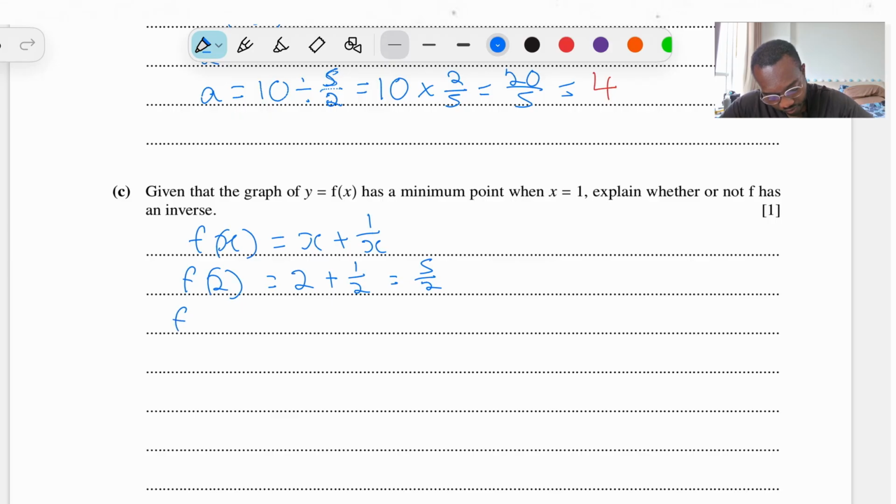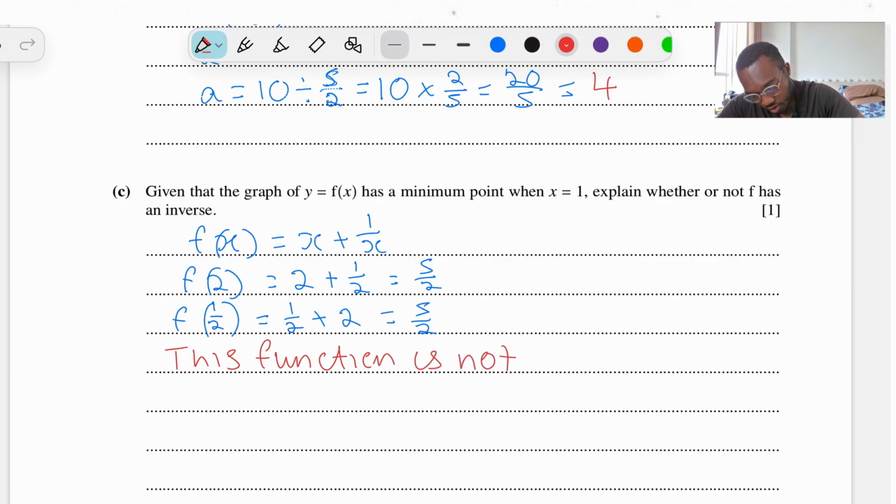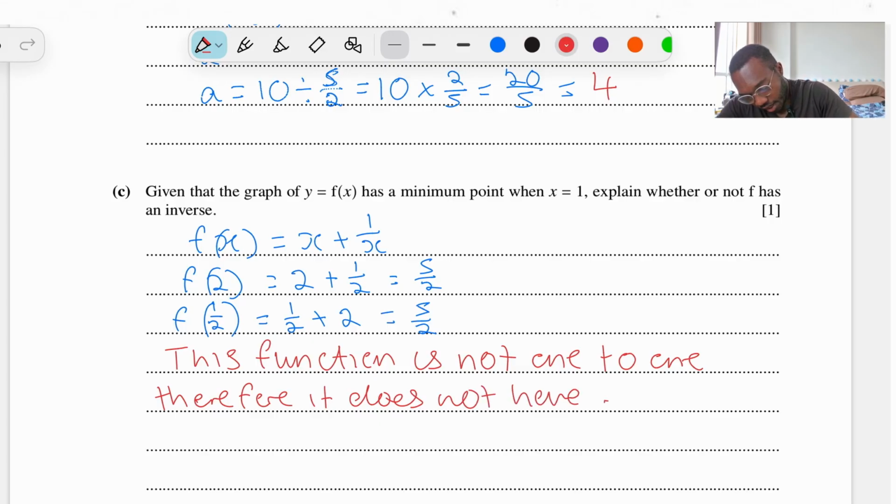If we use f of a half, that would be a half plus 1 over a half, which is 2. That would also give me 5 over 2. Therefore, we have two x values going to the same y value. So therefore, we can say that this function is not one-to-one. Therefore, it does not have an inverse. Okay, so we can write something like that.